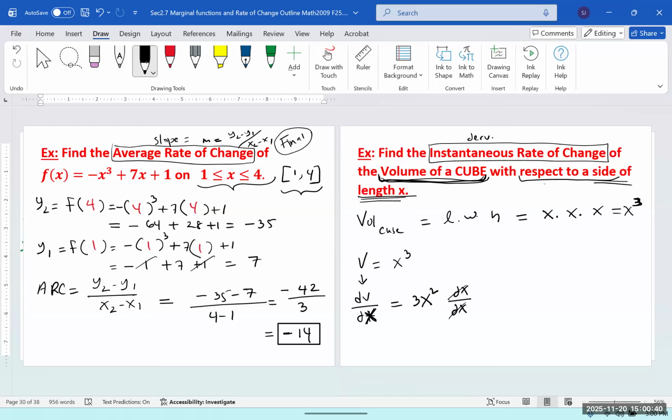That's it. They didn't give us anything else. So dV/dx equals 3x squared.